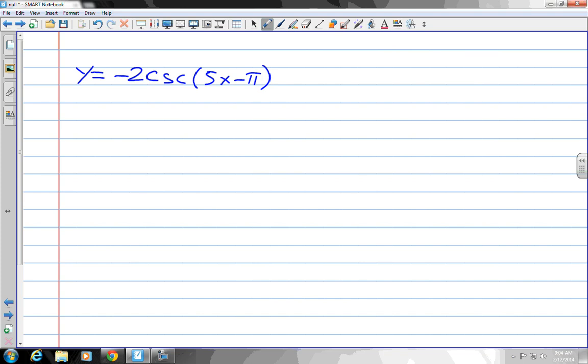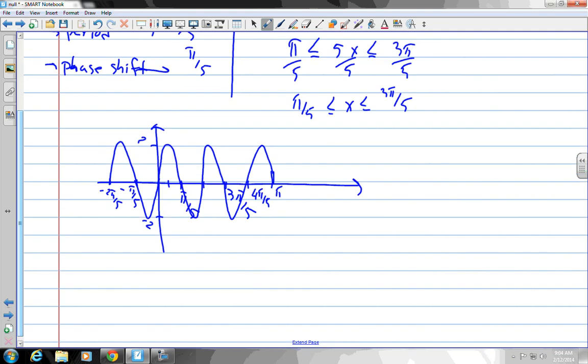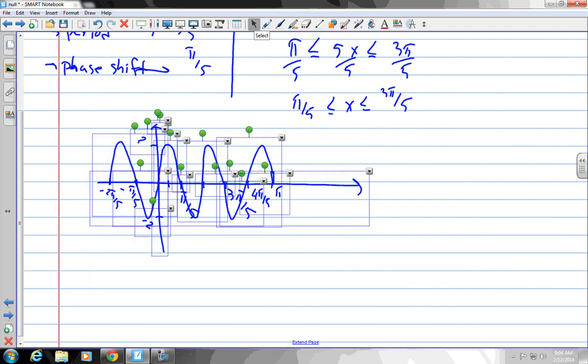And I think I mentioned that last time, the way we graph the cosecant and secant functions, we just ignore the fact that this is a cosecant. We think of this as sine. So first, graph y equals -2 sine of 5x minus pi. And we just did that. So I'm going to take this graph that we just copy.